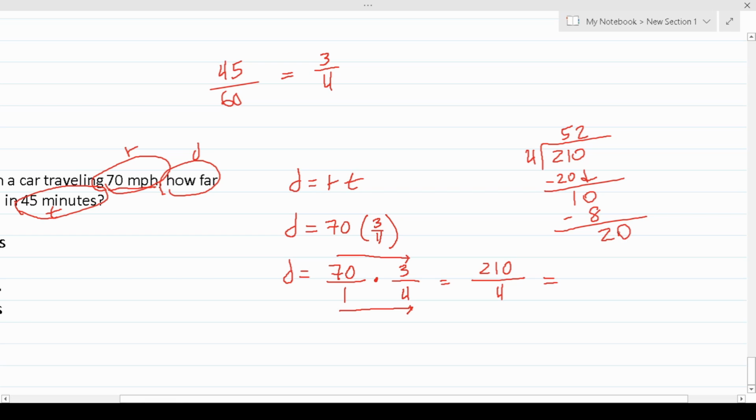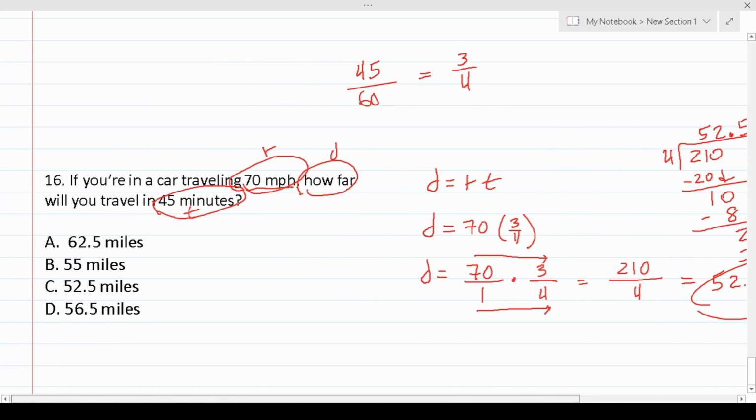Now we have to bring down a 0 and bring up a decimal. 4 goes into 20 5 times. 4 times 5 is 20. So there's no remainder. In other words, this is 52.5 miles. In other words, if you're traveling at 70 miles per hour for 45 minutes, you will go 52.5 miles, which is C.